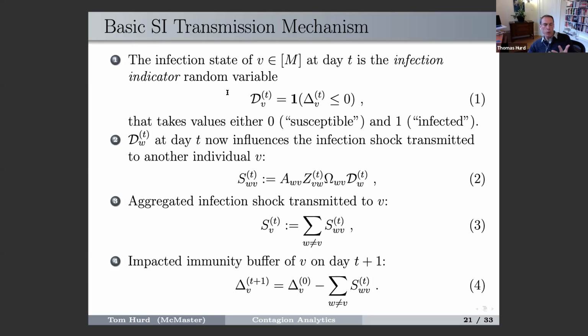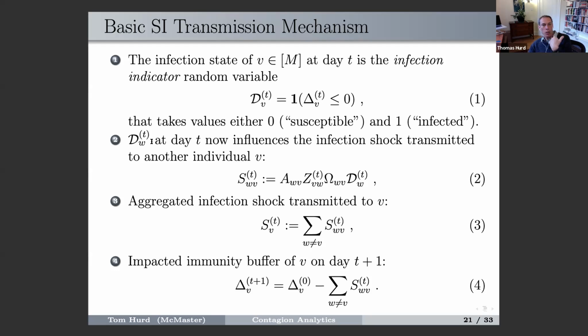Essentially, we just need to know yes or no for all the individuals on day T: does this individual have the disease or not? So equation 1 here generates the answer 1 if they're infected, and it generates the answer 0 if they're not infected.